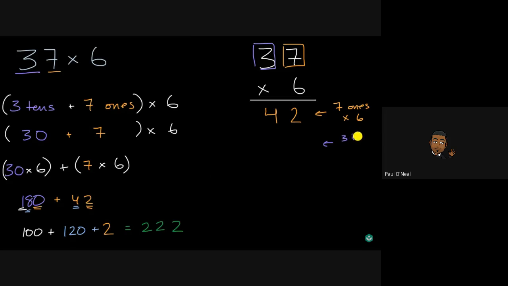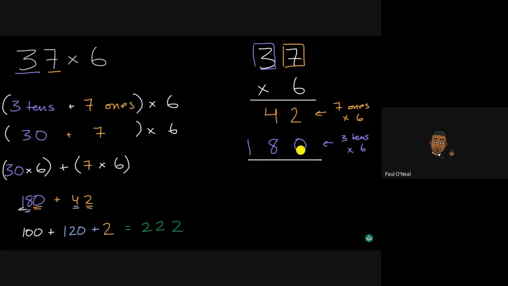So 3 tens times 6. Well, that's 36s, which we already know is 180. 1 in the hundreds place, 8 tens, 0 ones. And now this makes it a little bit easier to add everything together. Exactly what we did at this step right over here. Everything is in the right place value, so it's easy to add them up.